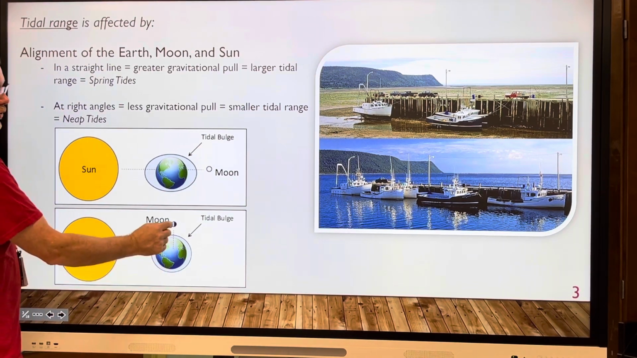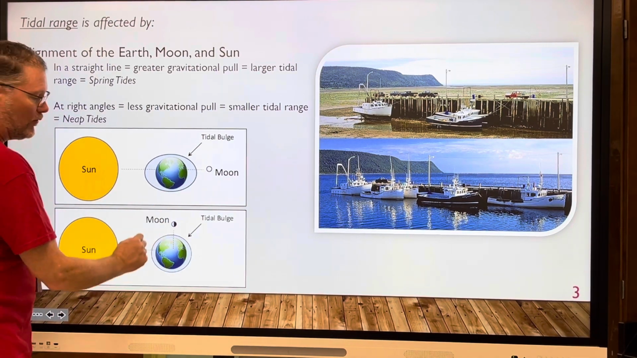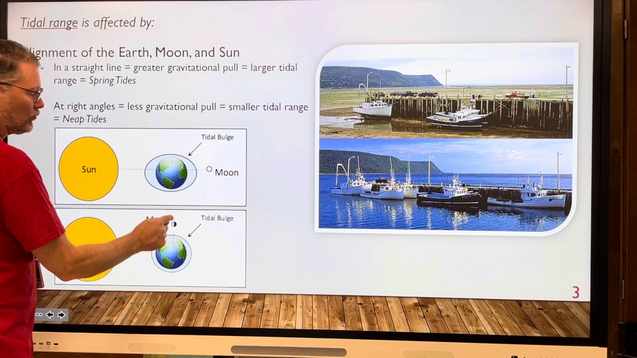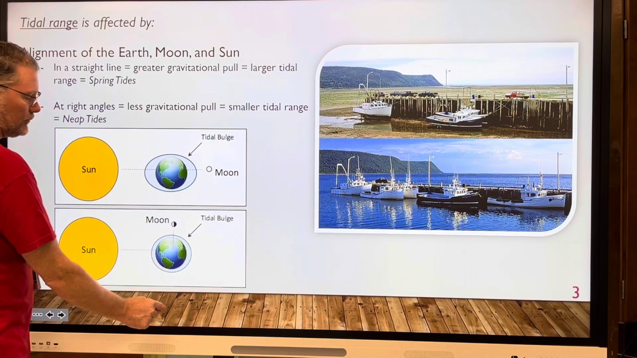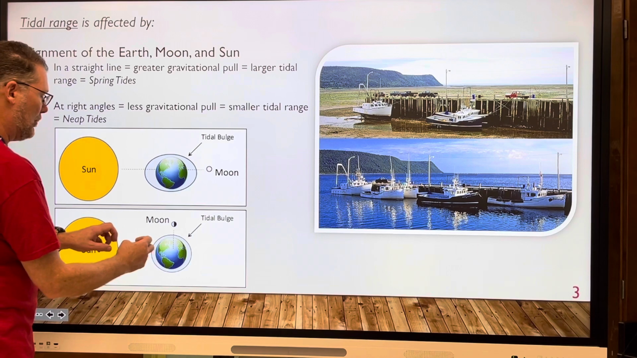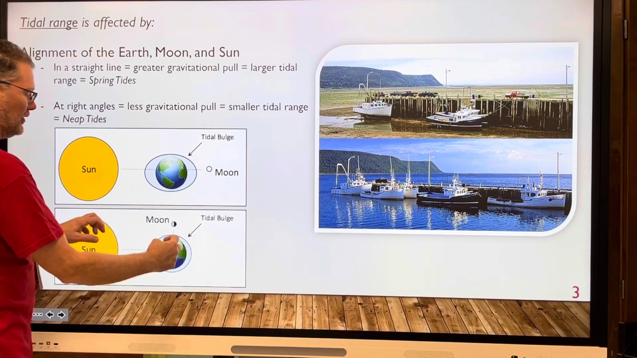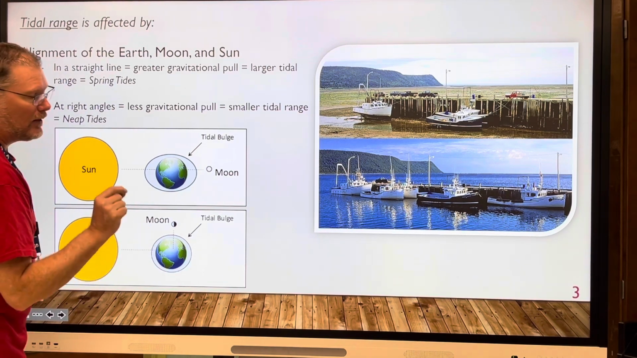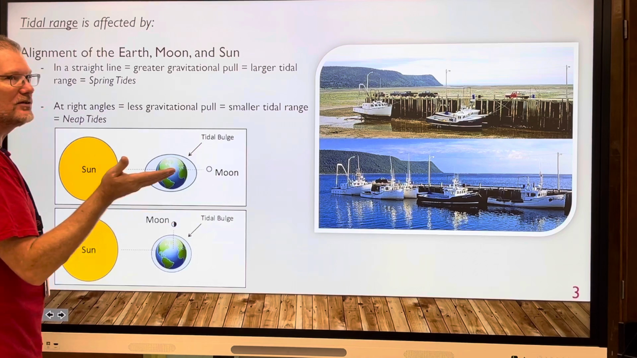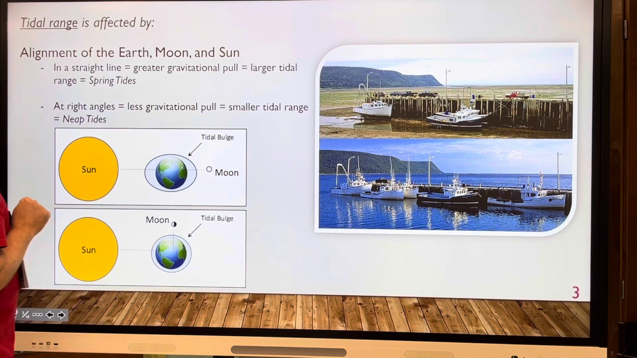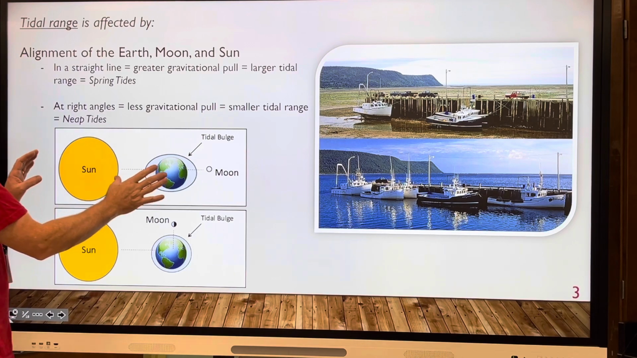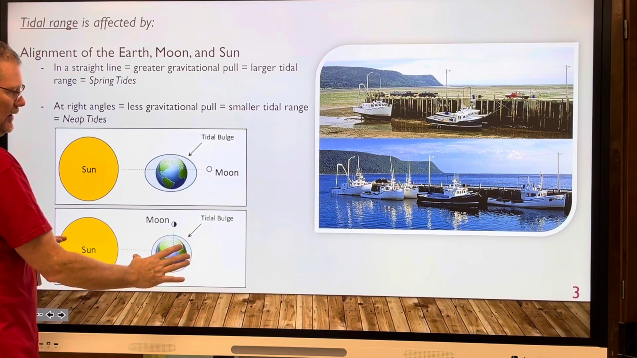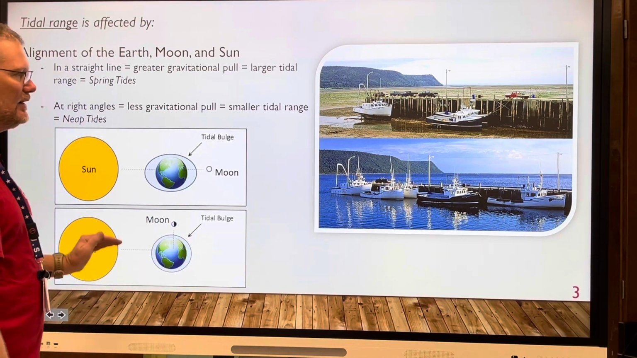But then, as the moon is moving around us, and we are moving around the sun at the same time, the moon is at a right angle, either direction. It's going to be pulling not opposite the sun, but at a right angle to it, and so the tidal bulge will be decreased. And you will have not as high highs and not as low lows. And so this is called a spring tide, very important word. And these are called neap tides. Neap tides. Spring and neap.